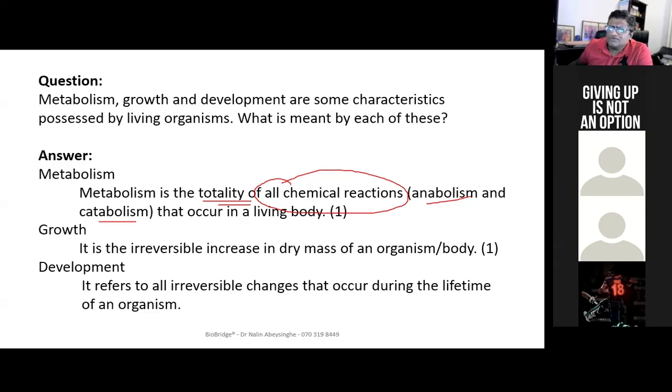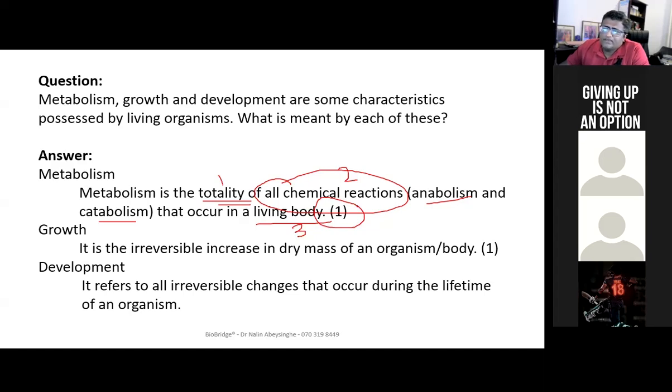Right? So, metabolism: you have to mention the totality or all of the chemical reactions that occur in the living body. If all these 3 words are there, you will be getting 1 mark. Totality, all chemical reactions, living body.